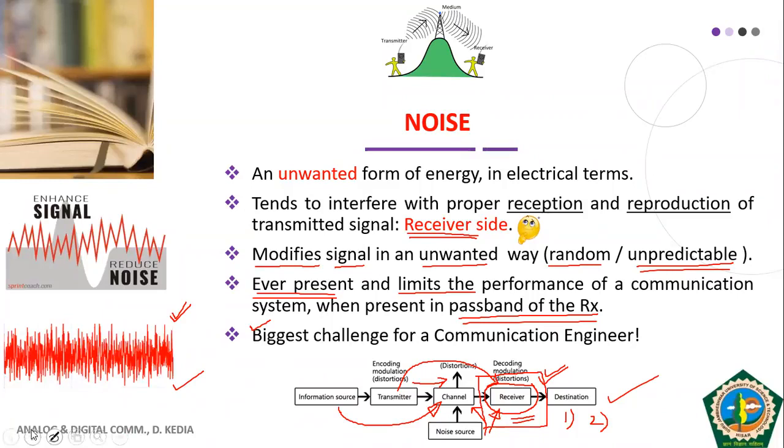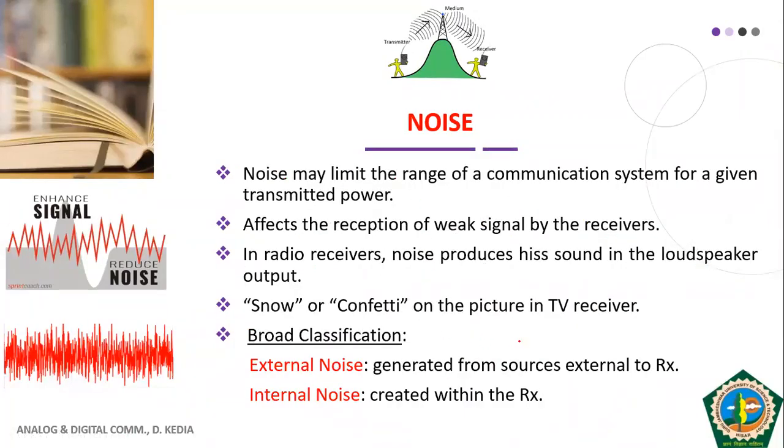Next. So as I told you a few effects of noise in the previous slide, your noise also limits the range of a communication system. That is very obvious, because noise limits the performance of a communication system. It makes the reception of the communication signal difficult. So because of noise, your signal may not be able to transmit itself from one place to another place in a better fashion.